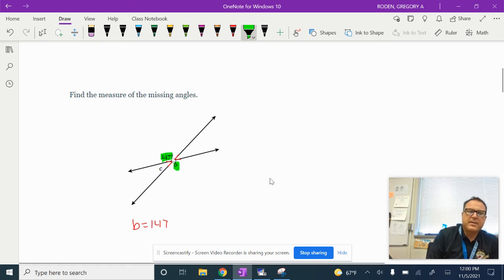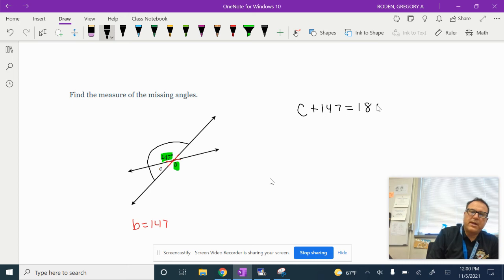Now, C is not vertical to 147 degrees. C is what we call supplementary. It's going to make a straight line. So if we take angle C and we add 147, we know that that will equal 180 because there's always 180 degrees in a straight line. So I'll go ahead and do a fairness bar. I'm going to subtract 147 from both sides. Can't take 7 from 0, so I'm going to borrow and make it a 10. 10 minus 7 is 3. 7 minus 4 is 3. 1 minus 1 is 0. So I know C is equal to 33 degrees.